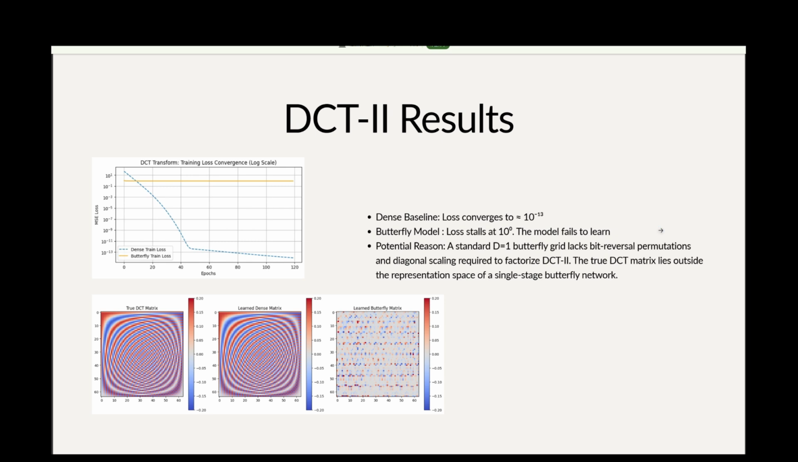The potential reason is that a standard single-stage butterfly grid with d equals 1 lacks the bit reversal permutations and diagonal scaling that are necessary to factorize a DCT2 matrix. Therefore, the true DCT matrix lies completely outside the representation space of this simple butterfly network. This is also very clear in the heat maps. The true matrix and dense matrix show wave-like patterns, but the learned butterfly matrix looked messy and gray because it could not align with the target. Next page.